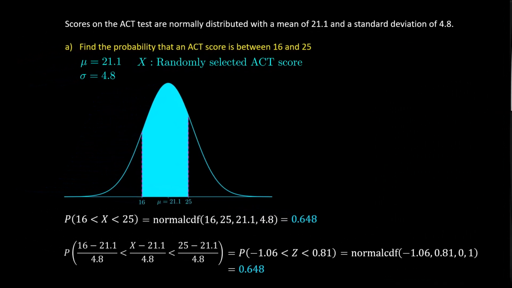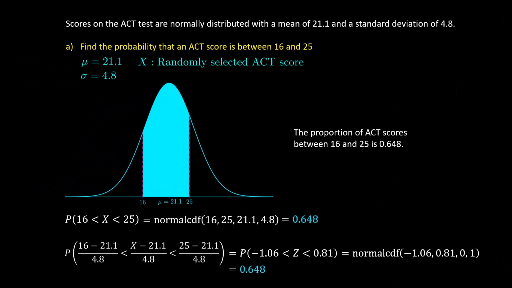How do we interpret this result? Well, we can say that the proportion of ACT scores between 16 and 25 is 0.648. We can also say that 64.8% of the ACT scores are between 16 and 25. Of course, you can also say that the probability that a randomly selected ACT score is between 16 and 25 is 0.648. One thing I want to point out is that the terms probability, percent, and proportion can all be used in reference to the area under the curve.